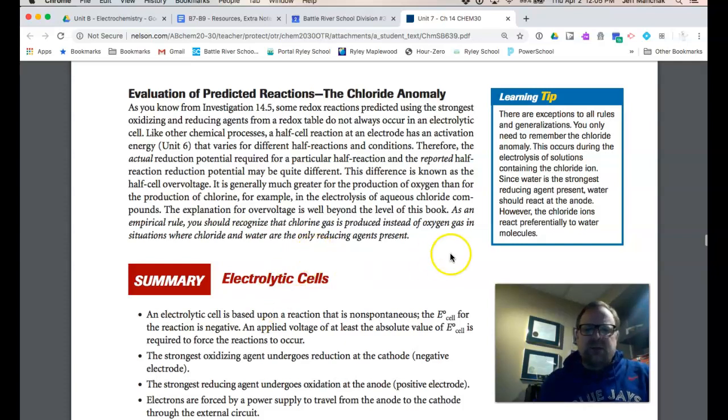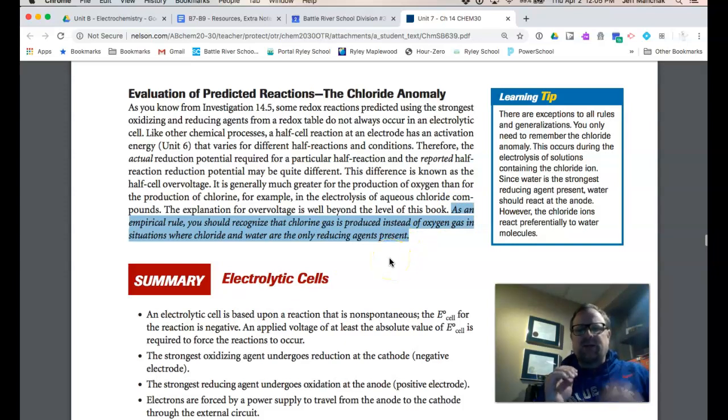So this bit in italics that you can see on this page is super important. What it basically means is if you have two reducing agents, chloride ions and water, even though water appears to be a stronger reducing agent, chloride ions will take over as the strongest reducing agent, only in that situation.